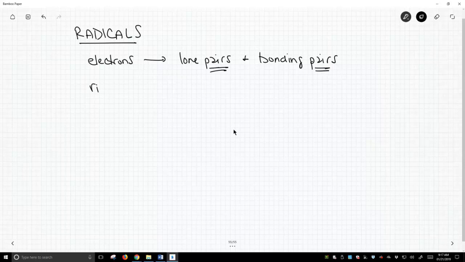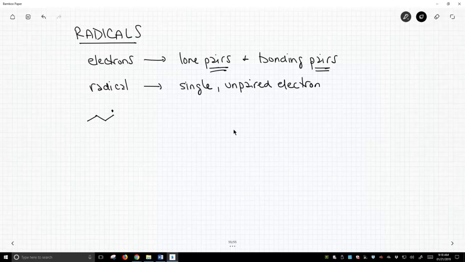So when we see a radical, we have a single unpaired electron. Let's see an example of a structure that has an unpaired electron. So here's a structure. It has 4 carbons and it has an unpaired electron. What does this really look like? Let's draw a condensed representation. We're saying that that carbon has an unpaired electron.